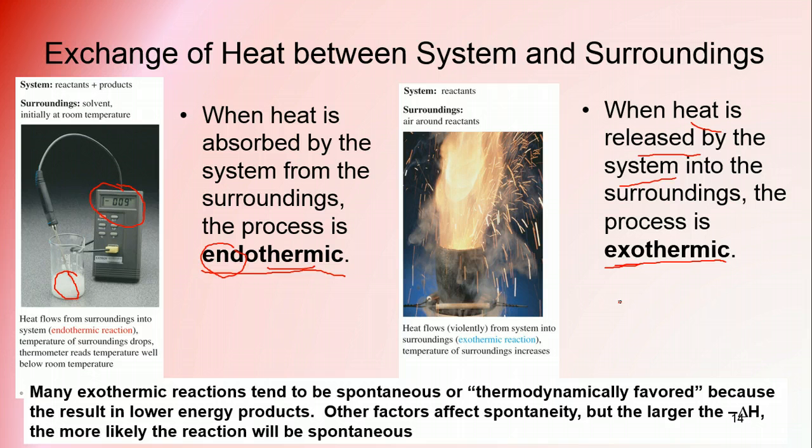And so what we're going to talk about later on in the year when we get to thermodynamics again is that many exothermic reactions tend to be spontaneous. The word for that is thermodynamically favored because they result in lower energy products, but we'll find that there are other factors that influence spontaneity besides just forming lower energy products. But generally we find the larger the negative delta H, the more likely the reaction will be spontaneous. And again, we'll get into that in the last part of the year.